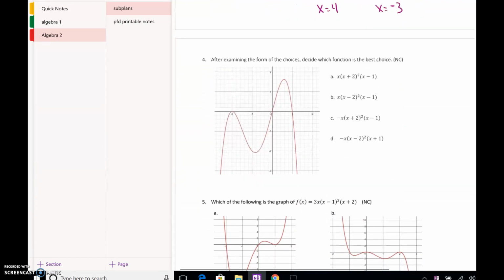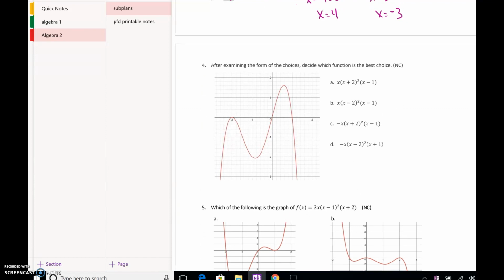In number 4, after examining the form of the choices, decide which function is the best choice. This is all about the shape and a bounce, wiggle, or cross. Let's talk about the shape first. What I tell my students is I notice that this is an upside down U. That means my highest power has to be even, because it's an upside down U, kind of like a parabola, and that the leading coefficient is a negative number. So maybe it's a negative 1.